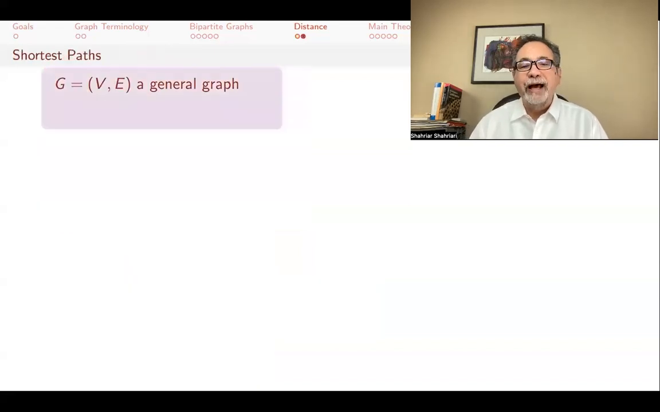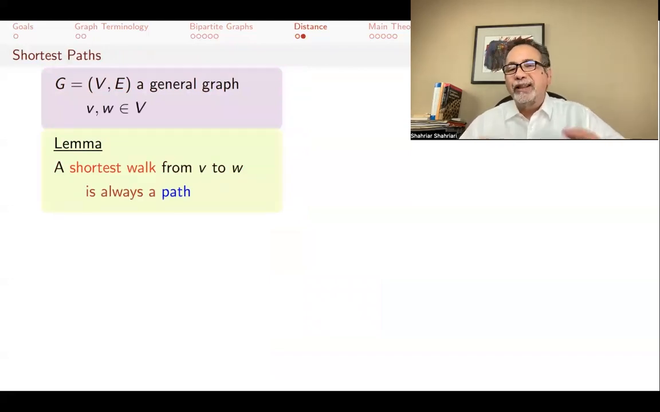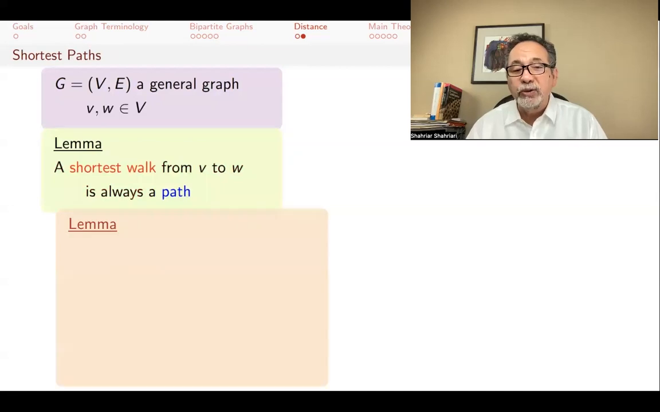Now, let's say something about shortest paths between two vertices. Let's say you have two vertices in a general graph, and the shortest walk from V to W is always a path. Because the shortest walk, you are allowed to repeat vertices, but that's inefficient. If you want the shortest walk, you've got to eliminate those side trips that you might take and come back and just go directly from V to W. So the shortest walk is always a path.